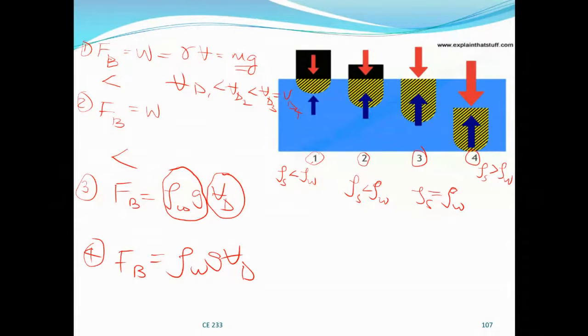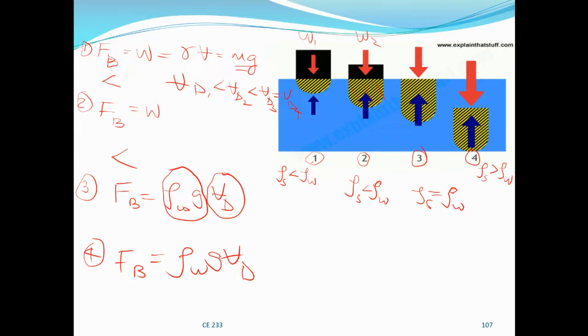And that is why the more a ship is loaded, the more the depth to which it will be submerged. Like in the second case, because it is loaded, the weight W1 is less than W2. So the depth to which it is immersed in water increases.